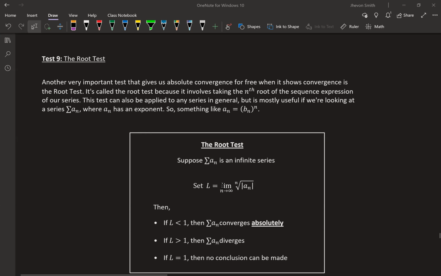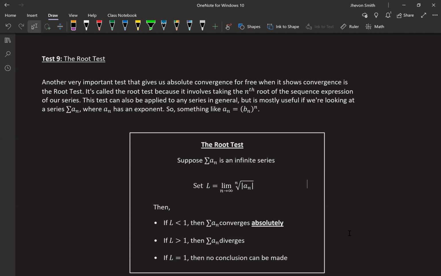For this one, you find another limit, a particular limit. You find the nth root of the absolute value of the expression. Based on the value of that limit, you can tell whether the series is going to converge or diverge. If that limit is less than 1, you can conclude it converges absolutely. If it's greater than 1, you can conclude that it diverges.